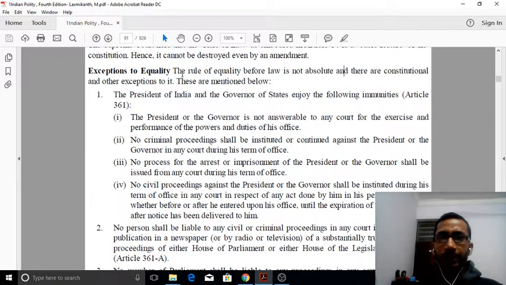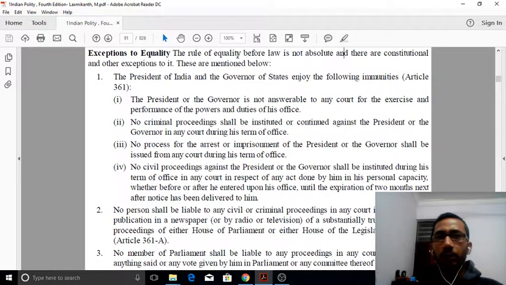Next is exceptions. Exceptions to equality. The rule of equality before law is not absolute, and there are constitutional and other exceptions to it. These are mentioned below. The President of India and the Governor of a state enjoy the following immunities under Article 361. What are those things?